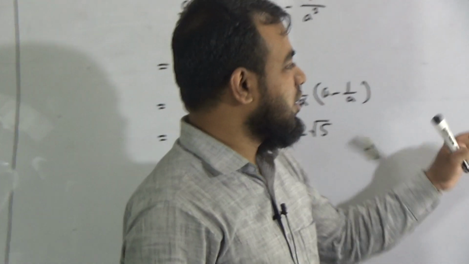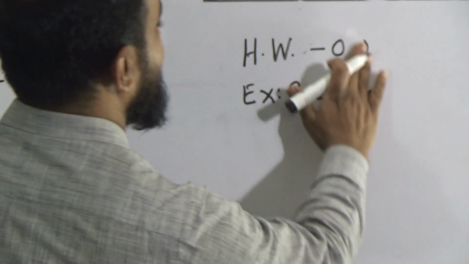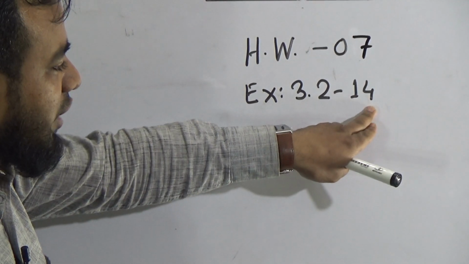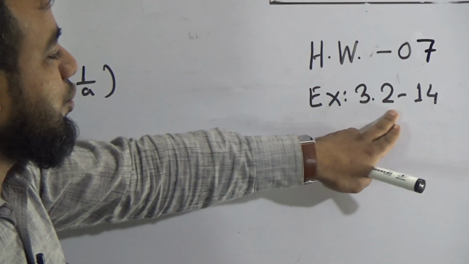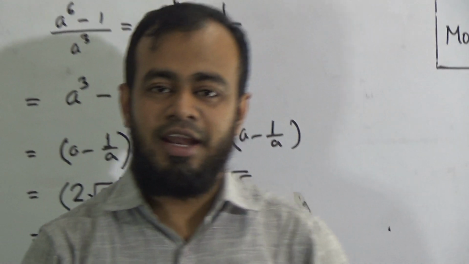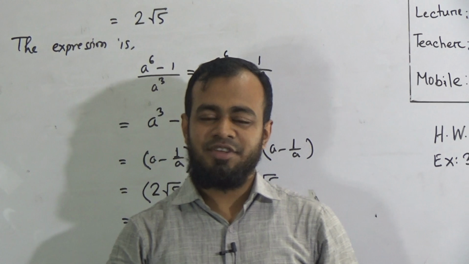You have a homework, your homework number is 7, and your homework is question number 14 from exercise 3.2. Do your SW in your assigned SW copy and please mention your SW number, and you can submit your SWs every Saturday from 9 AM to 3 PM.